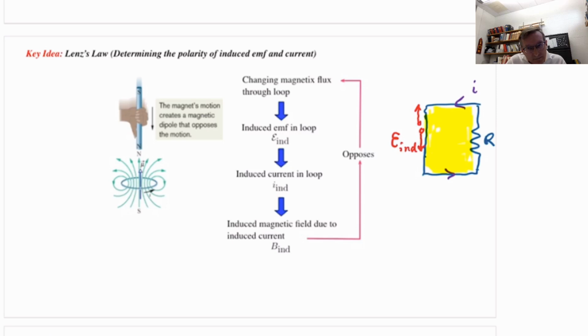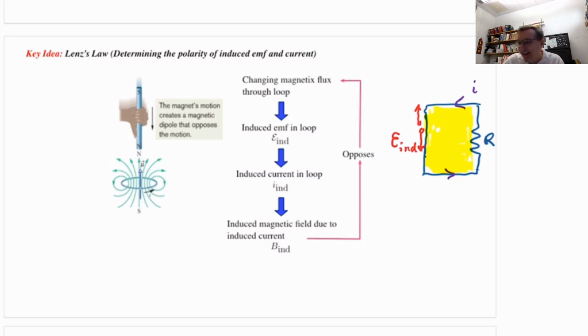That's what we're talking about when we're talking about determining the polarity of the induced EMF and the induced current. Which way, in a simple closed loop like this, with changing magnetic flux through it, which way will the induced EMF polarity be? Which way will the induced current flow? We have to be able to figure that out. It turns out that's important.